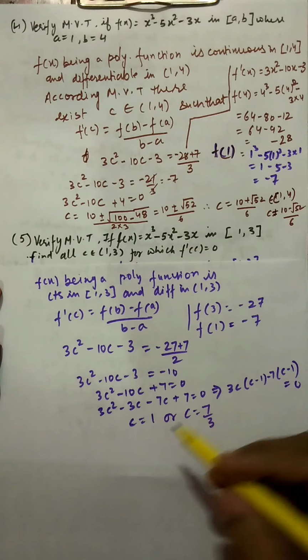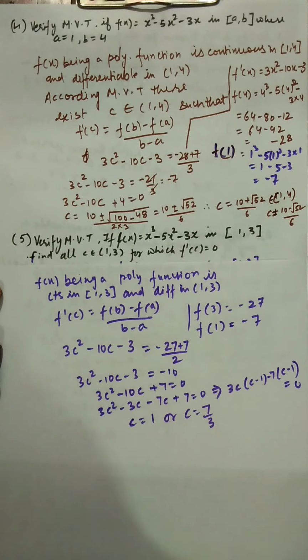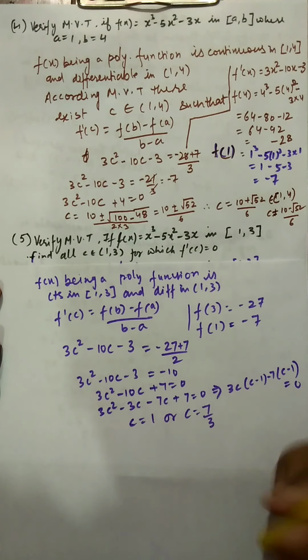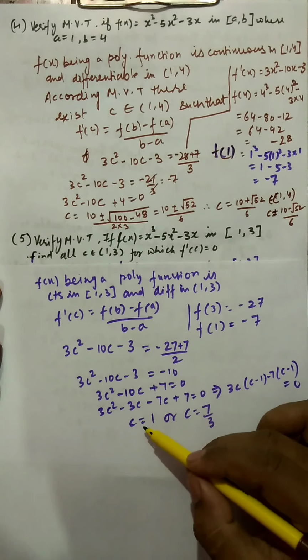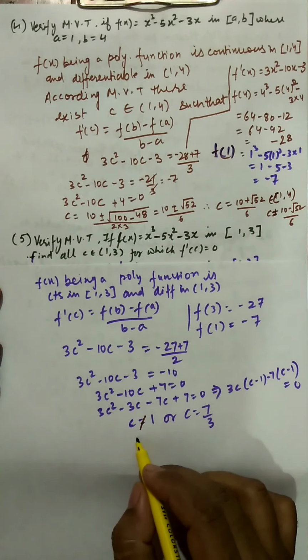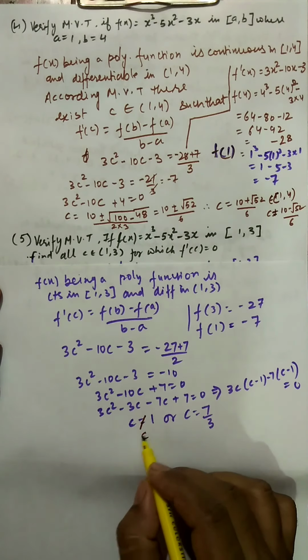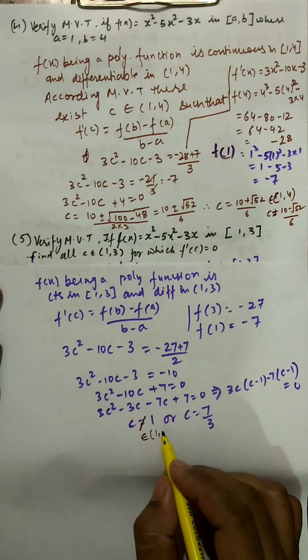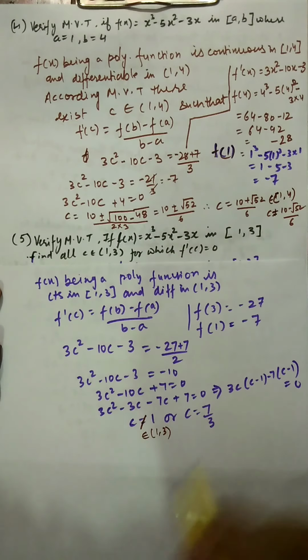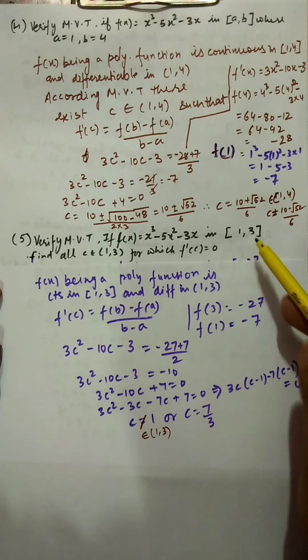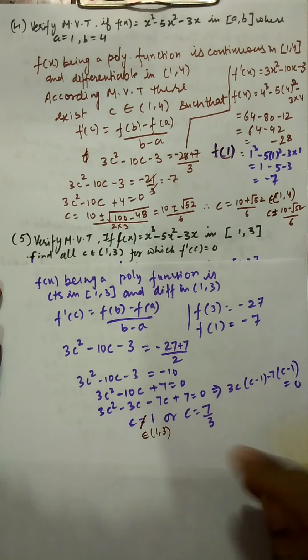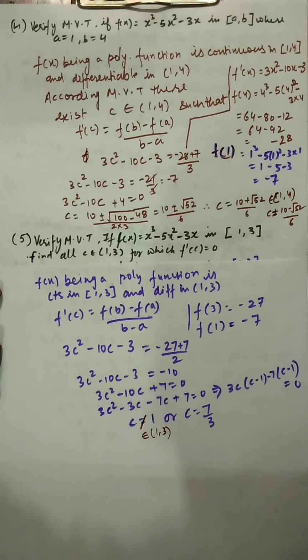Now you see, c cannot be equal to 1 because this is not belonging to this open interval 1 to 3. So we are rejecting c equals 1, because it is not belonging to 1 to 3, and 7 by 3 is belonging to the interval 1 comma 3. So that c is your answer, for which you can see f dash c is equal to 0.